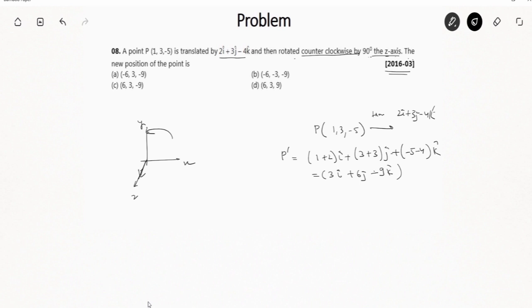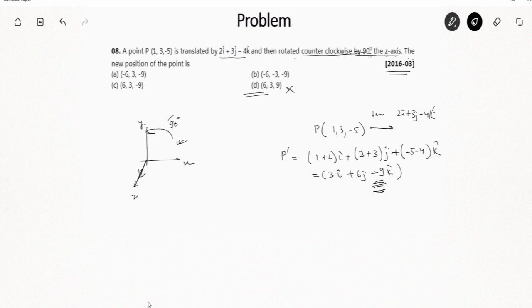See friends, when we are rotating it by 90 degrees around the z-axis, the z coordinate will never change. It's very simple, because we are fixing the z coordinate and we are only trying to change the xy coordinates. So if we are rotating around the z-axis, the z coordinate value will not change. So if you look at the options, this is not the correct answer. D is eliminated simply by this data only.